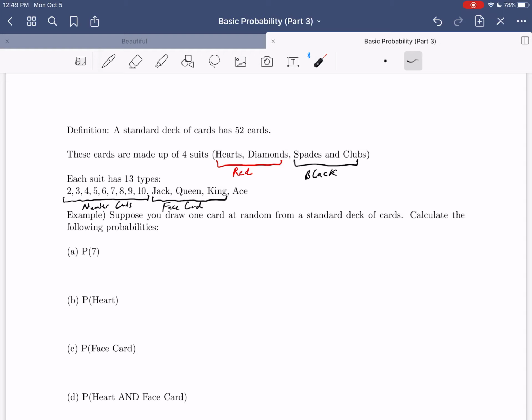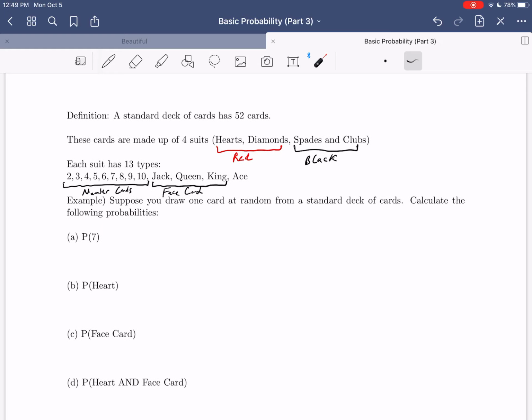If you ever see a deck of cards referenced in our class, we mean a standard deck of cards, unless the problem specifies some special deck. So if you ever just see a deck of cards, it means a 52 card deck with these suits and these types. For this example, we'll make use of this deck of cards. We're going to suppose you draw 1 card at random from a standard deck of cards, and we're going to calculate the following probabilities. Notice I put these already in the probability notation just to make sure we're comfortable with that.